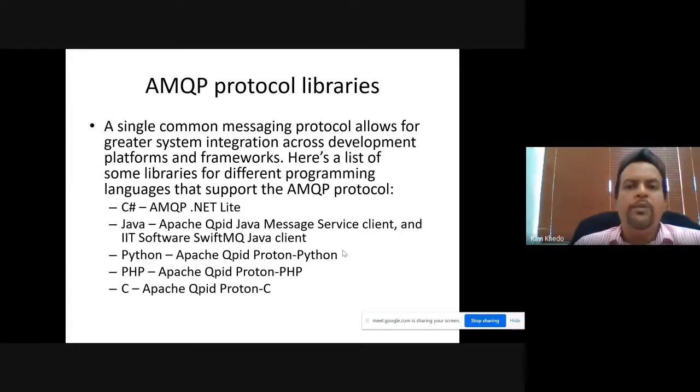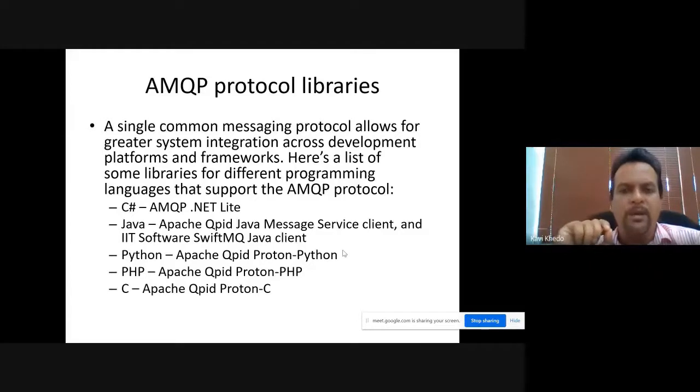And then the AMQP protocol libraries. In all the protocols I have discussed with you, you notice I've explained the same sequence: what the protocol is about, the characteristics of the protocol, how the protocol works, and how messages are exchanged. I've used diagrams for this. And then whether there is QoS and other characteristics. And then we talk about its implementation.